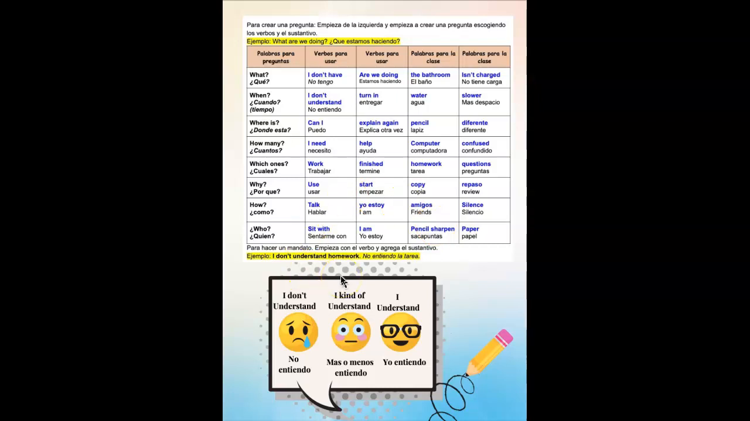Hello teachers, I created a conversation board that you potentially could use in your classroom with your ML level 1 and 2 students. In the bottom is a rubric to check for understanding. I understand, kind of understand, I don't understand.